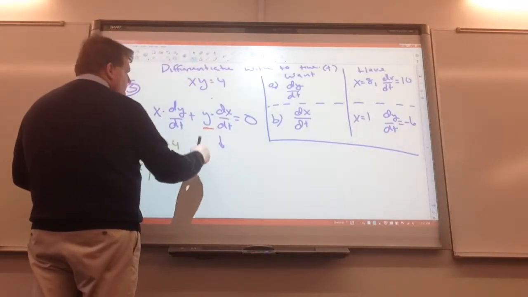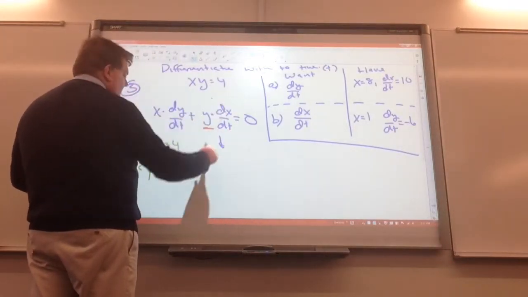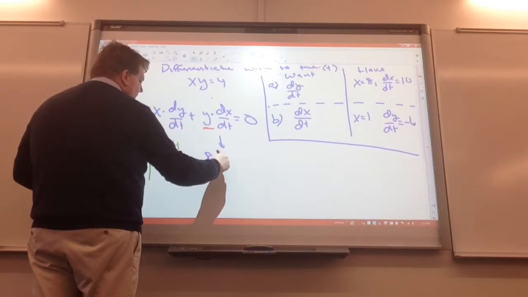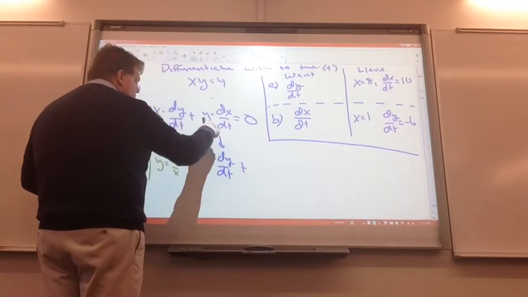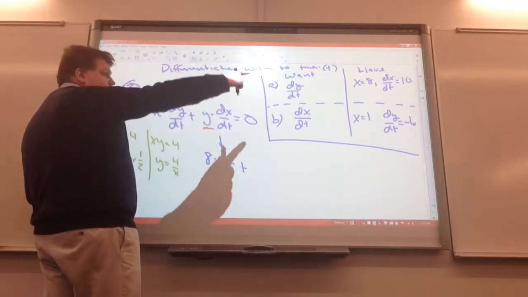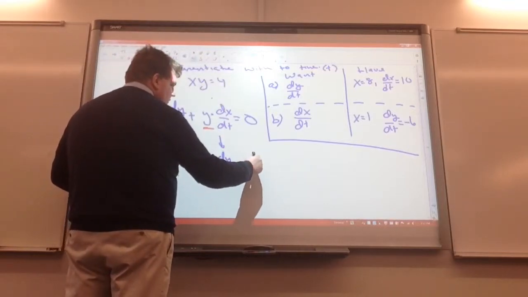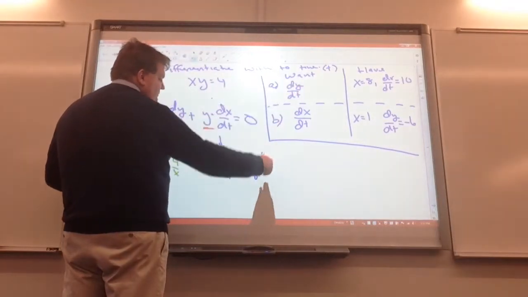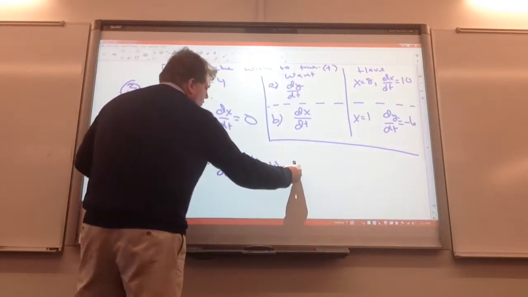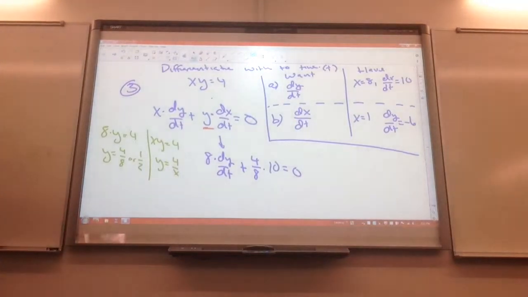as, I'm going to replace the x with the 8, so it's 8 times dy by dt, plus, instead of y, I'm going to make it 4 over x, which will be 4 over 8, times dx by dt, which is 10, which is equal to 0. And now, all I've got left is dy by dt to solve for, okay? So I'll go ahead and do that.